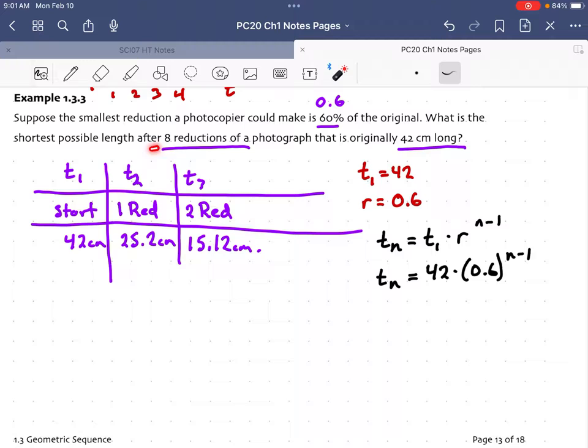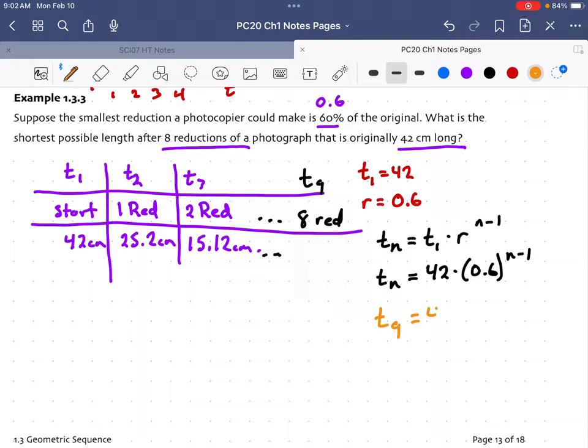Now, we are looking for after 8 reductions. Now, after 2 reductions, that's term 3. So after 8 reductions will be term 9. So what we're looking for is term number 9 will be after 8 reductions. So we're looking for term number 9 is equal to 42 times 0.6 to the power of 9 minus 1.